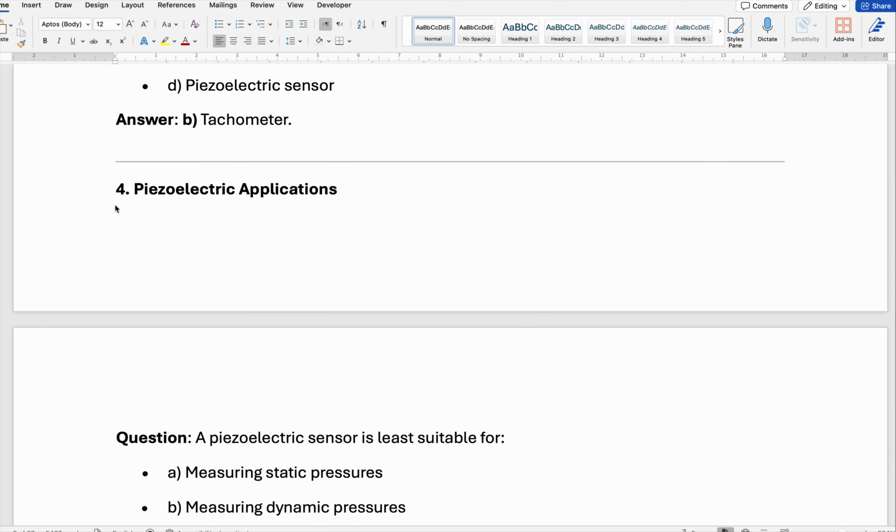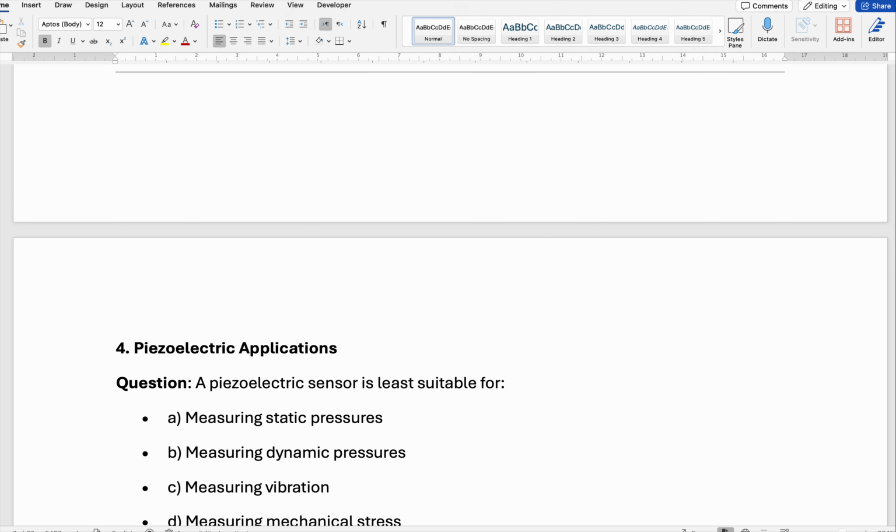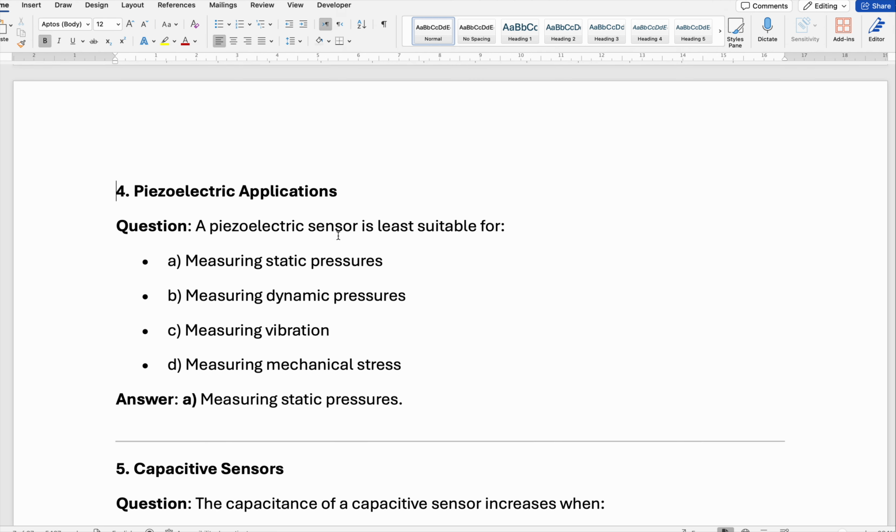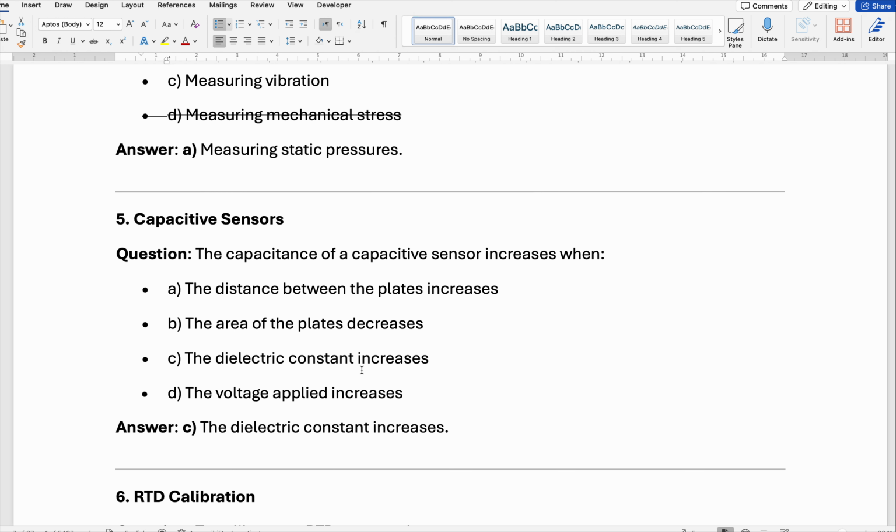Now, the piezoelectric applications. Again, it's mechanical stress that gives me voltage, and in this case measuring static pressure. So static pressure is something which is pressing, it's not dynamic, which is always changing. So it's not for vibration. And mechanical stress, okay, that is confusing now, so I'll cross this because it's either A or D, but when you put both of these, it just gets confusing, so I need to put one answer only.